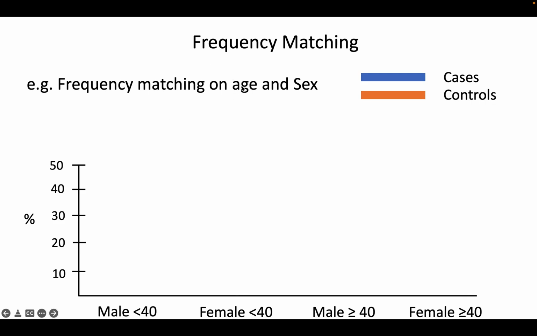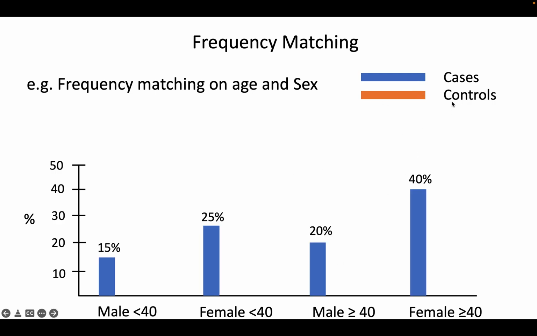So again, we're matching on age and sex, and here we have the percentage of people who fall into these 4 strata. Again, we have males under 40, females under 40, males over 40, and females over 40. Those are the 4 combinations of our 2 confounders. And basically these blue bars are the percentage of cases that are in each of the 4 strata. So 25% of cases fall into this stratum.